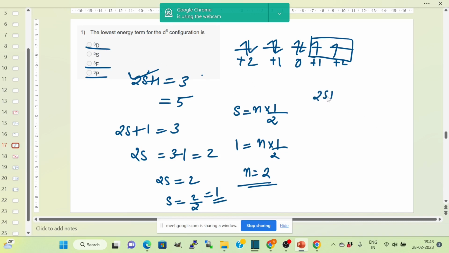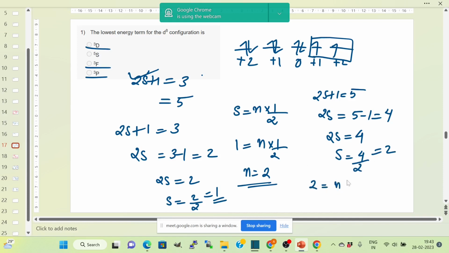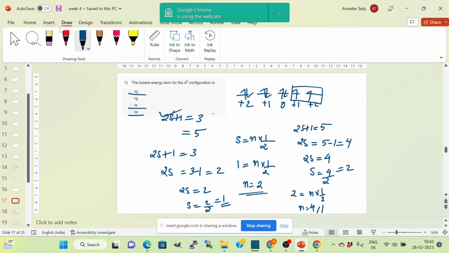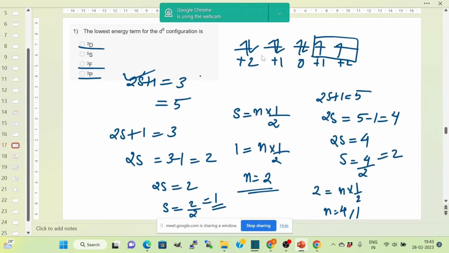So 2s plus 1 is equal to 5. It means that 2s is equal to 5 minus 1, which is equal to 4, and s is equal to 4 by 2, which is 2. So from this equation we can say 2 is equal to n into half and n is equal to 4. So there should be 4 unpaired electrons. So now you should tell me if 4 unpaired electrons is possible for D8 configuration.